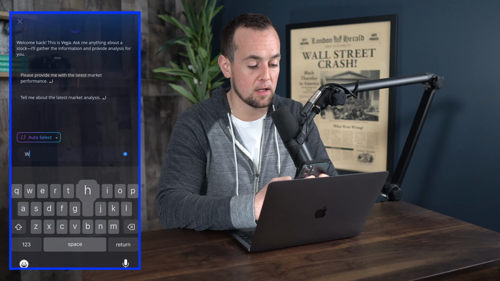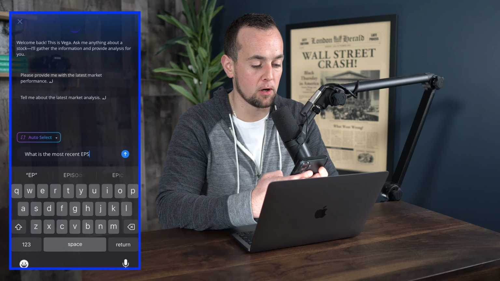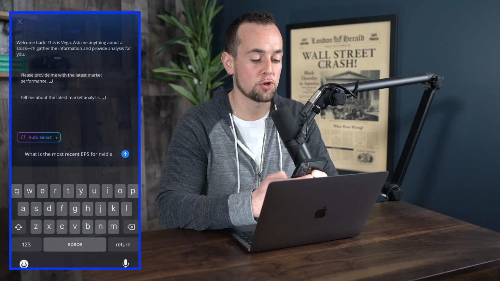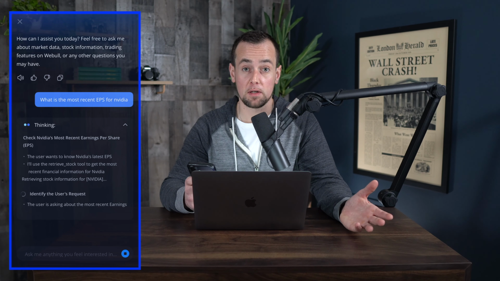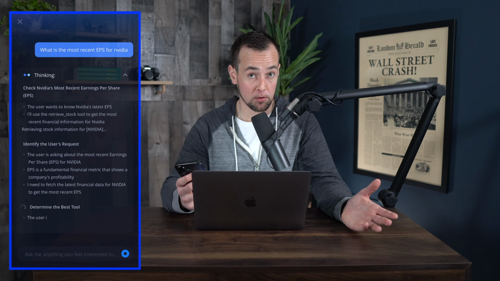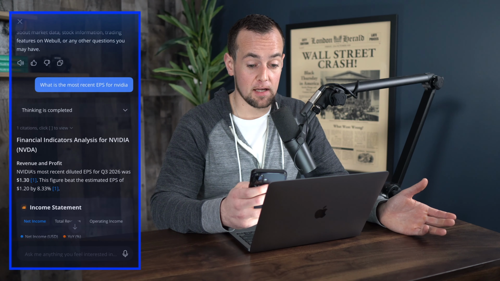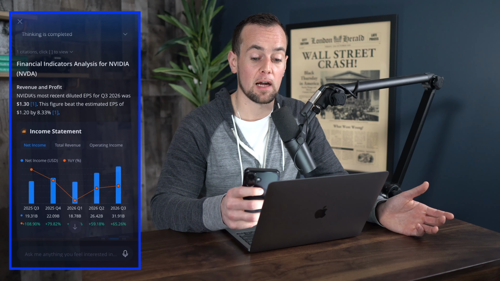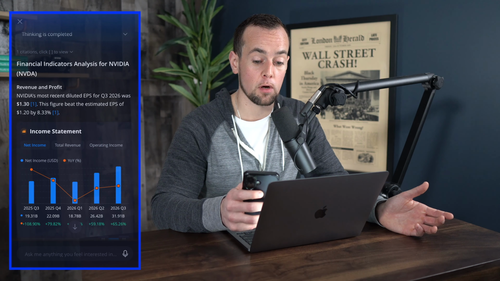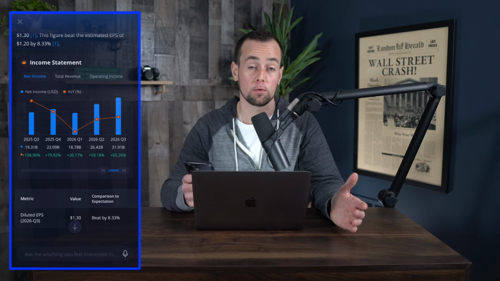We're going to say, what is the most recent EPS or earnings per share for NVIDIA? And then we're just going to click on the arrow there to submit our request. And below that, we can see the thinking or reasoning going on as it comes up with this answer for us on the spot. And then after about 20 seconds, it mentions that the thinking is completed, and it gives us the answer here that their most recent diluted EPS for the third quarter was $1.30, and it shows us the trend here over time as well.